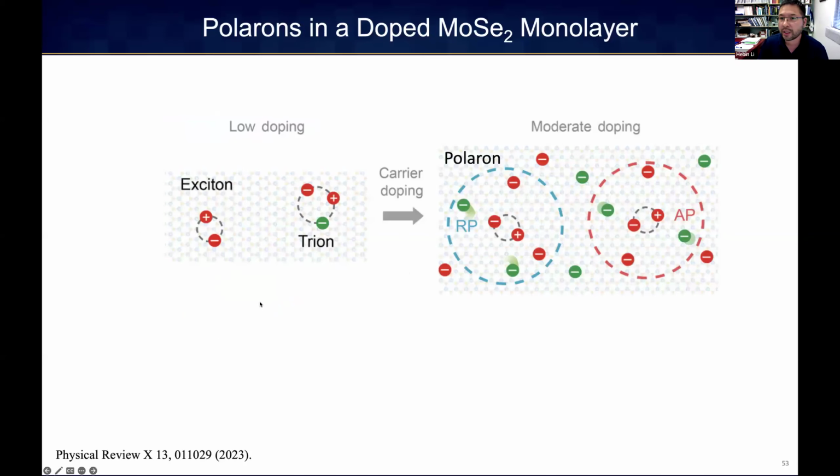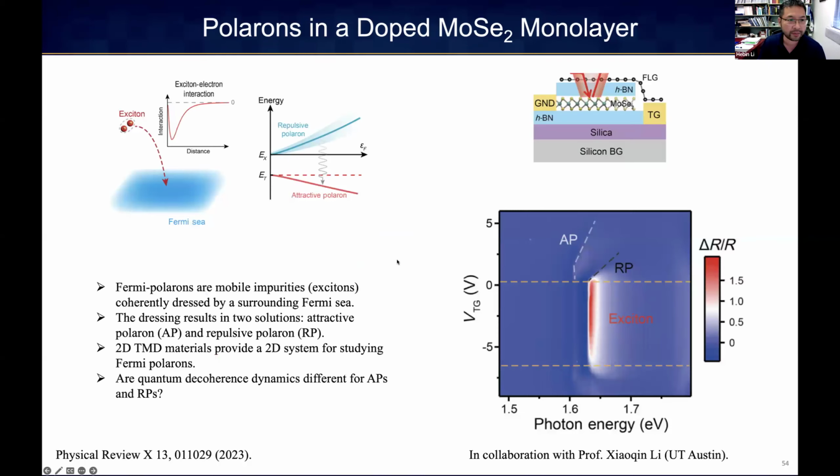Okay, so I will finish in 5 minutes. And just one last example. More recently, we started looking at more complex quasi-particles. This is something known as Fermi polarons, and what this is basically is excitons that are coherently dressed by the surrounding Fermi sea. And then the dressing results in two different solutions.